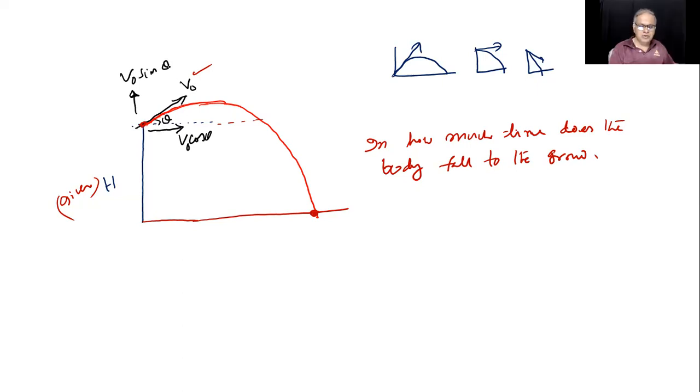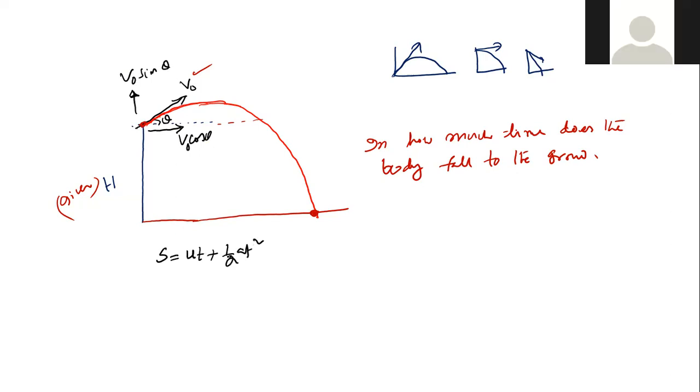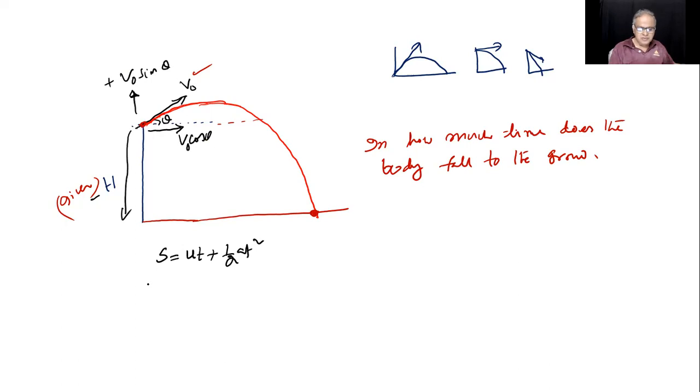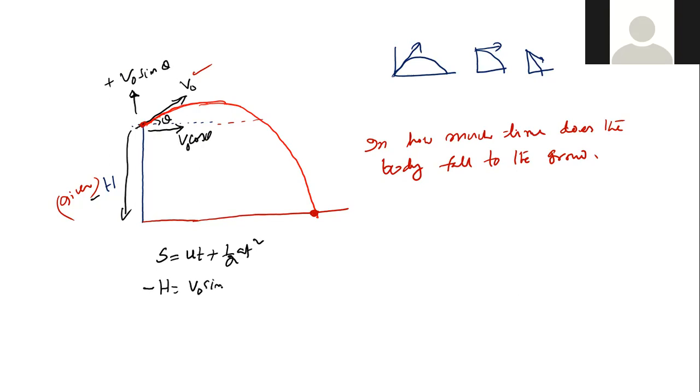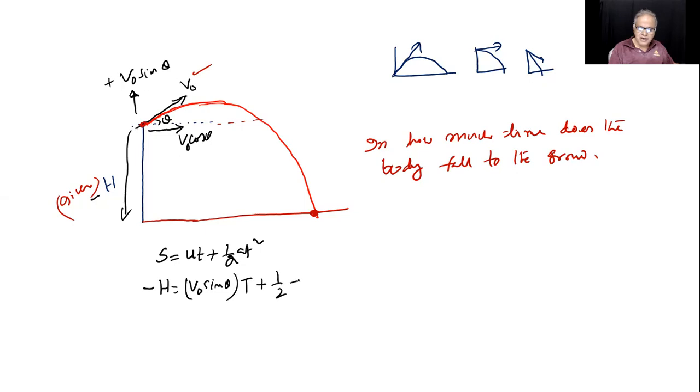Now, H is known from S equals ut plus half gt square. Should I say H is minus or plus? We can take plus or minus, but I should give a minus sign to this, correct? Because H is downwards. So initial velocity is upwards: minus H equals V0 sin theta into T plus half into minus g T square. Isn't it so?